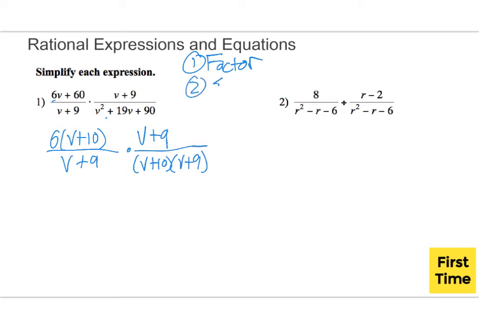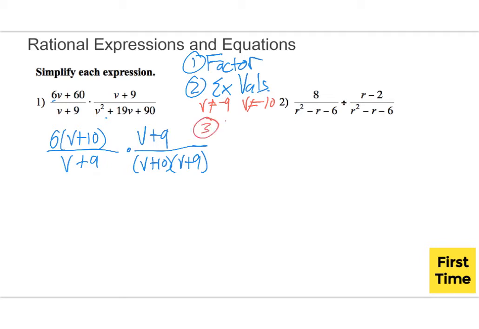Once we factor, we have to find some excluded values. If you're saying that this sounds a lot like exactly what we just did for graphing, that's correct. I've got v plus 9 on the bottom, so v cannot be negative 9, and I've got v plus 10 on the bottom, so v cannot be negative 10.